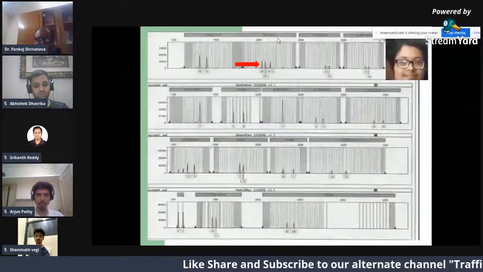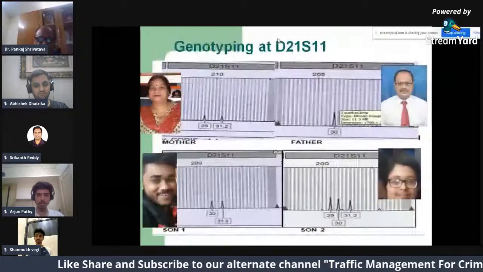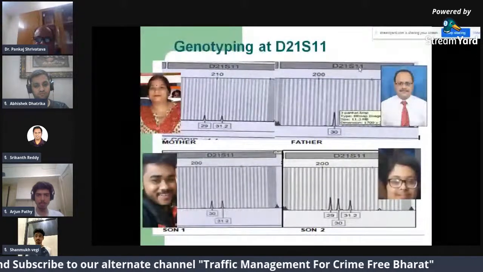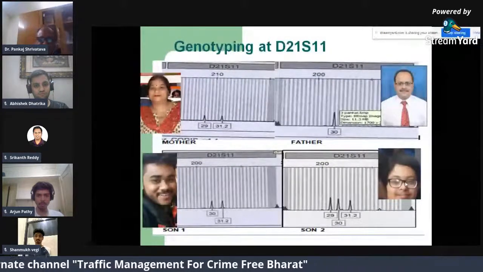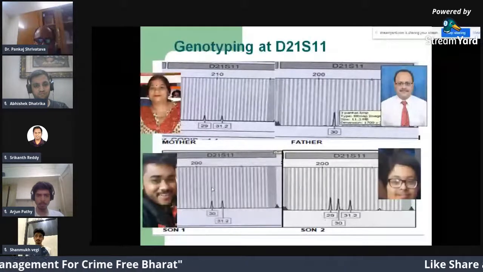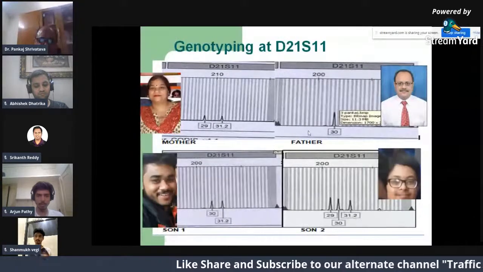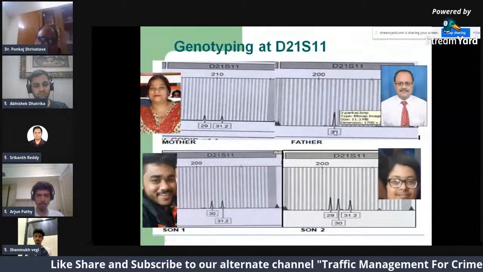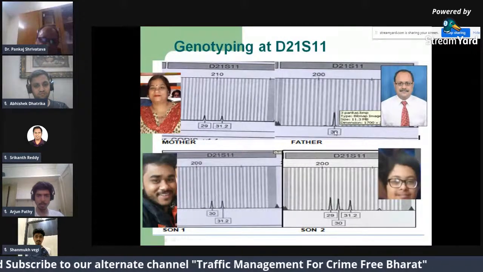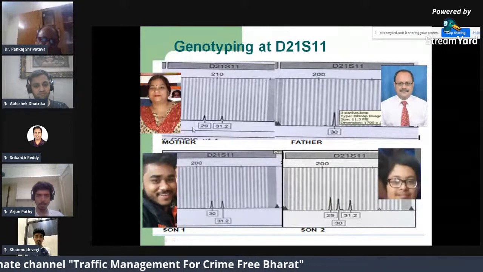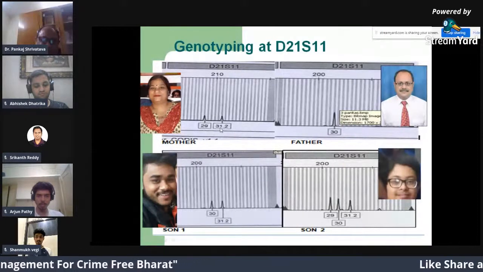Now you just see this. This was the marker D21S11. This is my child's profile actually. So now you see here that this particular child of mine is having 30 and 31.2. Now I have only 30 to share for my child. Now you see here the mother has 29 and 31.2.